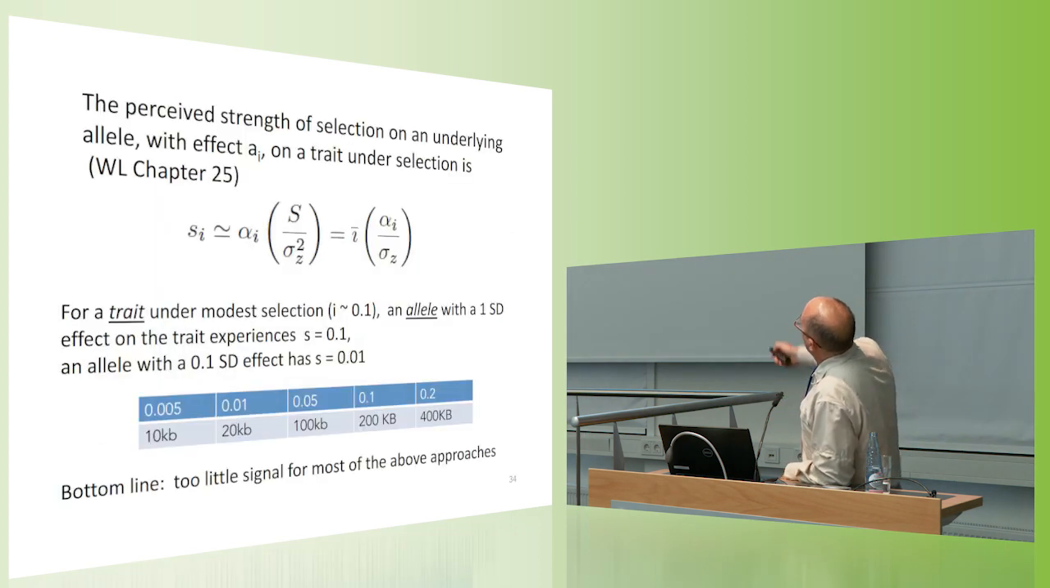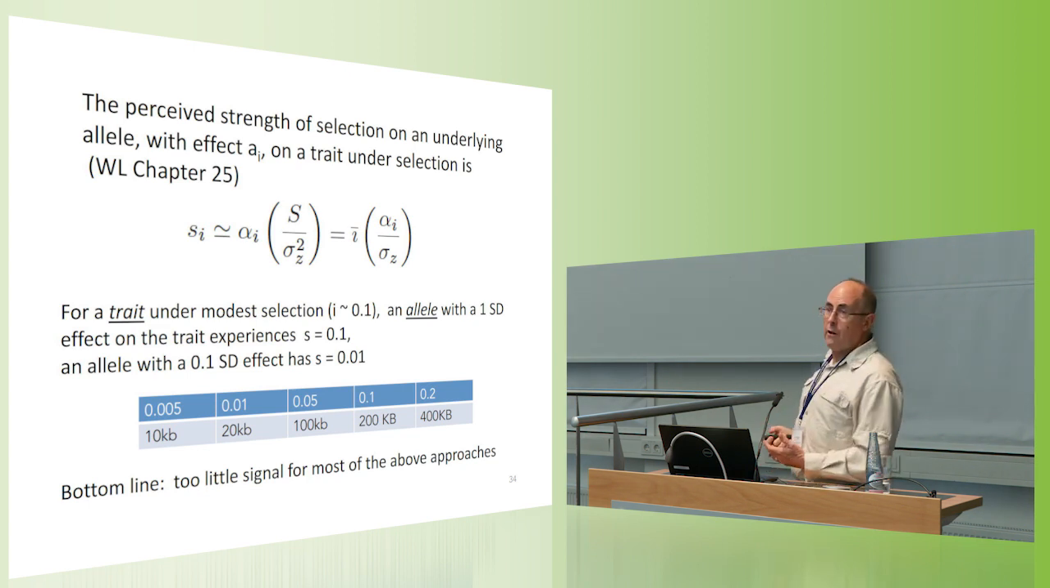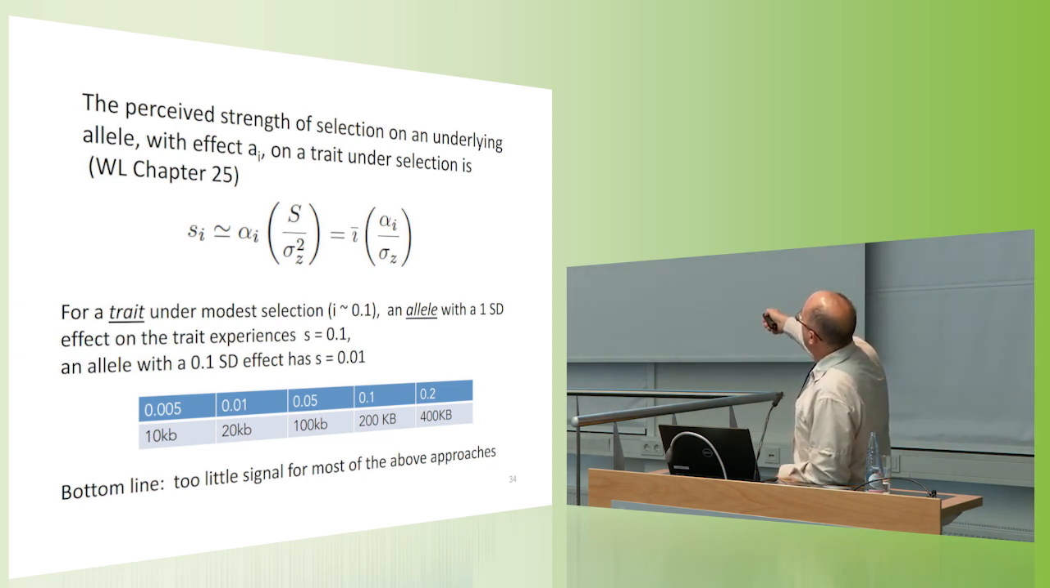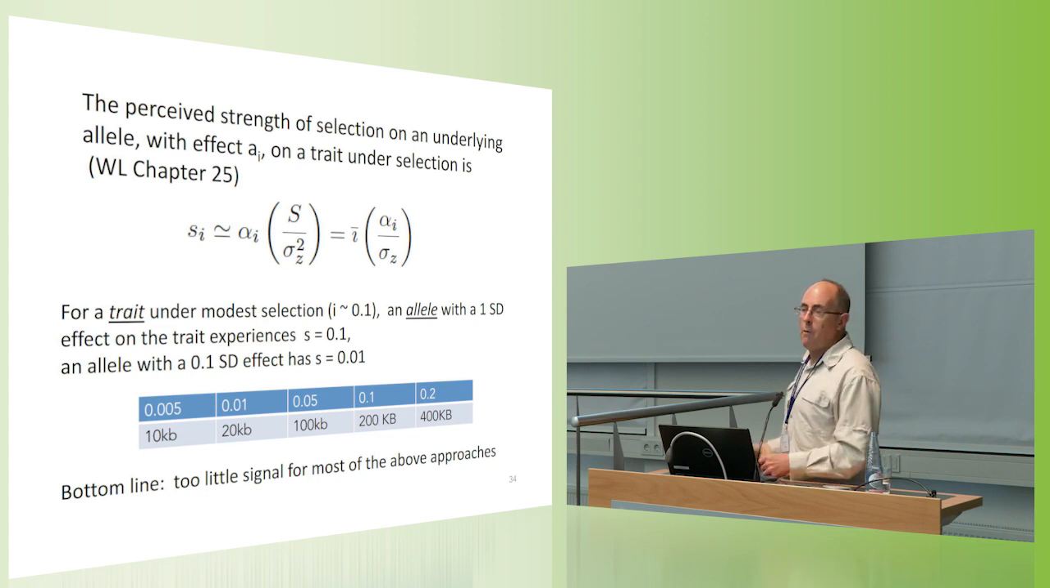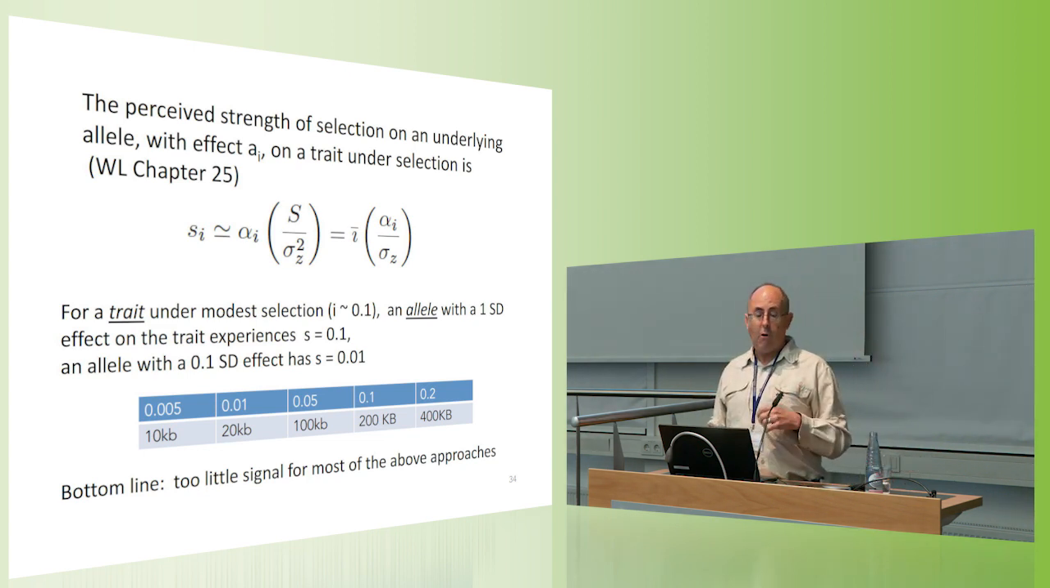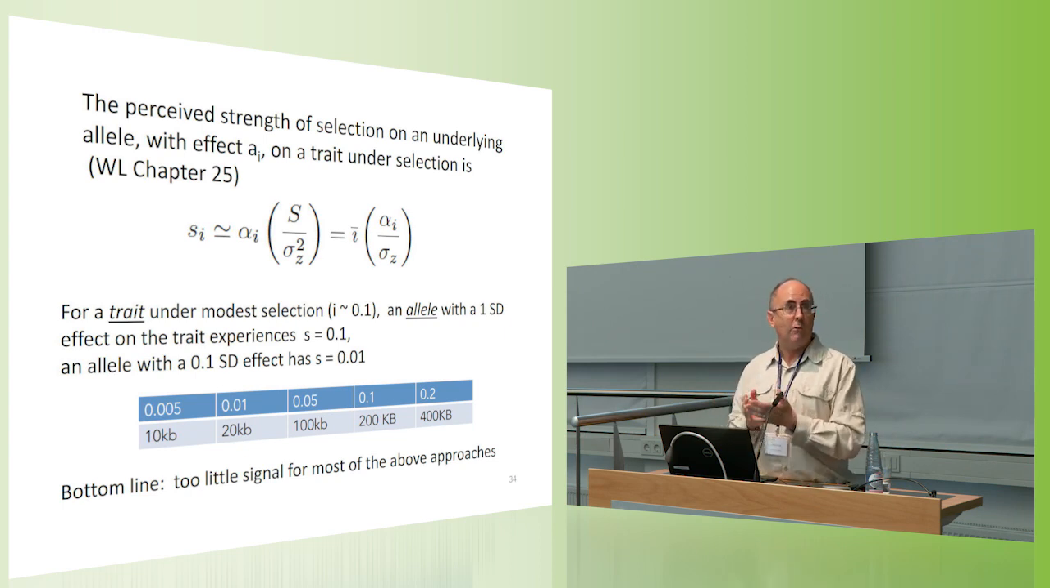And to give you some idea about that, if I have a QTL that has an effect on an allele, we can express that effect in terms of standard deviations. So this term is the standard deviation effect that specific allele has on the trait. There's the selection intensity. That's the selection that allele experiences. So if I have a trait under modest selection, intensity of about 10%, an allele with one standard deviation gives me an S of about 0.1, so I should get about a 200 kb signal. But an allele with a tenth of a standard deviation now gives me a signal on the order of about 20 kb. So polygenic sweeps are notoriously difficult to detect because they have smaller signals.